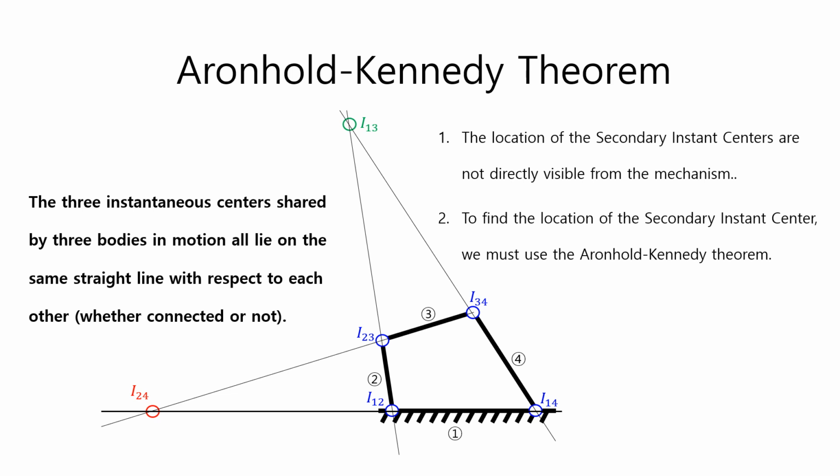The Aronhold-Kennedy theorem can be expressed as follows. The 3 instantaneous centers shared by 3 bodies in motion all lie on the same straight line with respect to each other, whether connected or not. The proof of the Aronhold-Kennedy theorem can be done simply without using formulas. It can be proven using the logic that there is no case where 3 instantaneous centers are not on the same straight line.